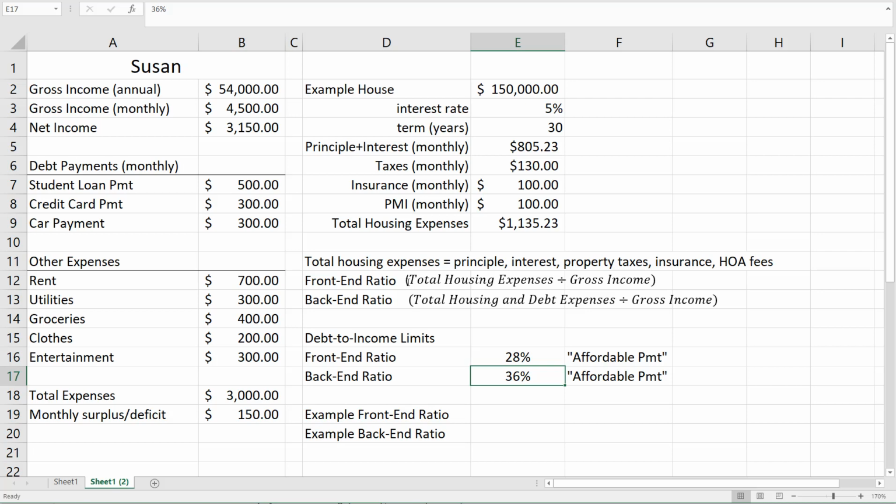To find the front end ratio, what you do is take the total housing expenses, you divide that by gross income, and most banks are going to set the front end ratio limit at 28%. So as long as your total housing expenses aren't more than 28% of your gross income, you're okay. A much more common one for banks to use, and I think the better one, is the back end ratio, where you take not only your total housing expenses but also other debt expenses that you have. You divide that by your gross income to find the back end ratio.